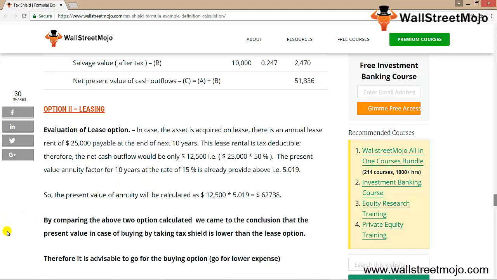So by comparing the above two options, what we get is that the present value in case of buying, on the tax shield, is lower at 51,336, compared to the operating lease, which is 62,738. So based on this example, we can make the final conclusion that tax shield is a very important aspect of business valuation, and it varies from country to country, and the benefit depends upon the taxpayer's overall tax rate and cash flow for the given tax years. Governments often create tax shields as a way to encourage certain behavior or investment in certain industries or programs.